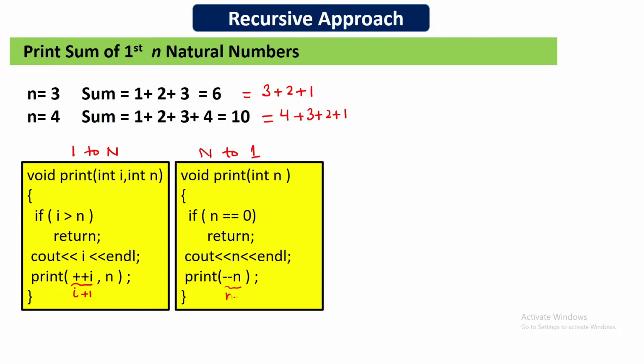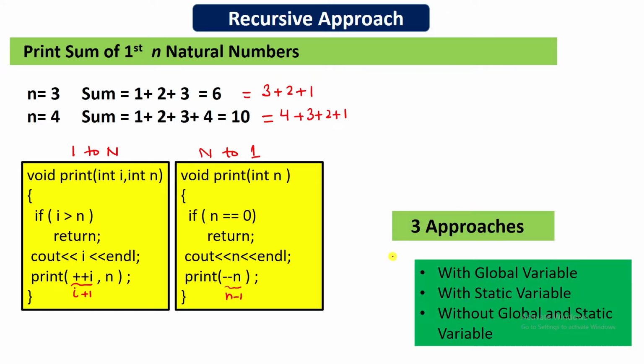I can write n minus 1 also. Now I will give you the three approaches, or the three solutions, for solving this question in the recursive manner. I will solve this question using a global variable. Second will be using a static variable, and third approach will be without any global and static variable. All these approaches are very important, so watch the video till the end.